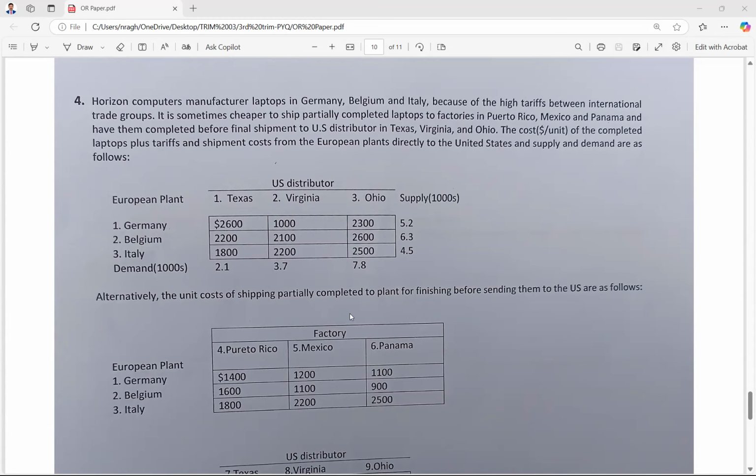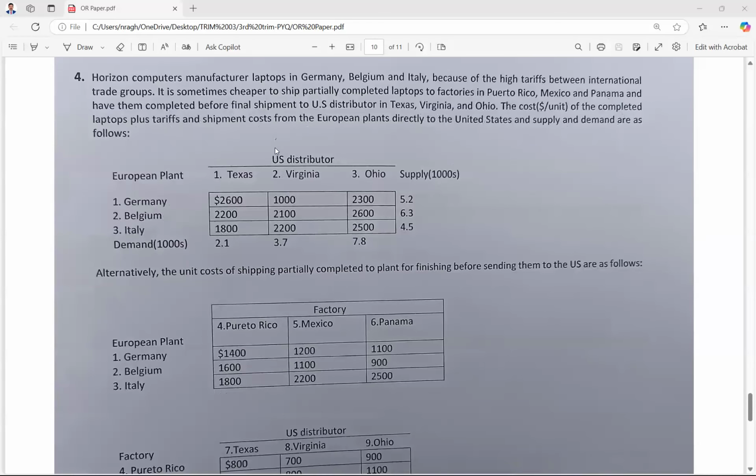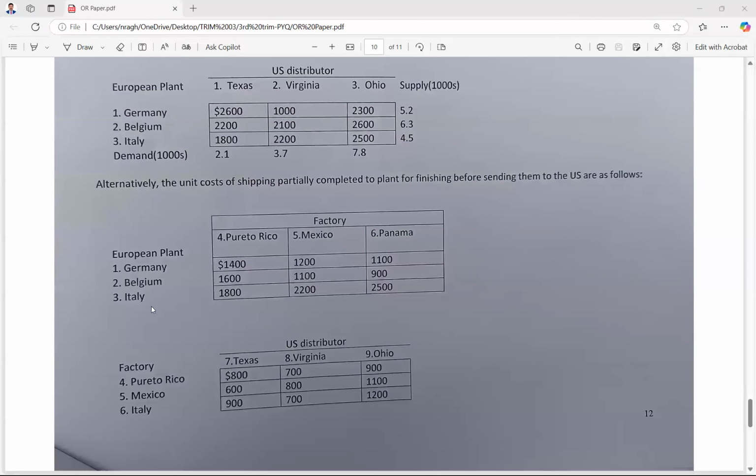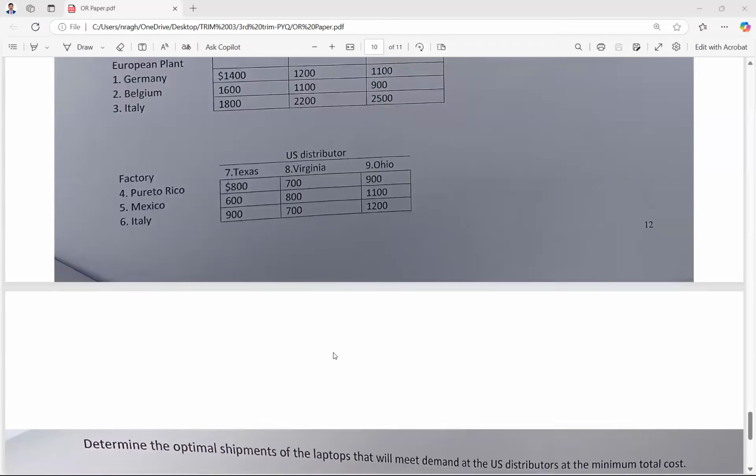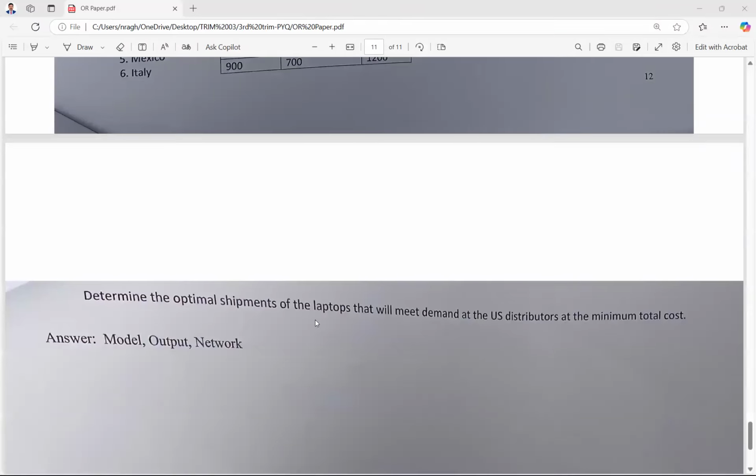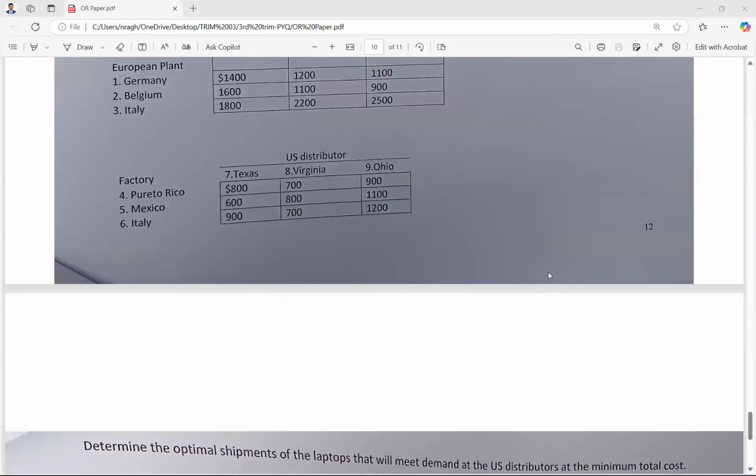So the individual costs are given. The cost per unit of the completed laptops plus tariffs and shipment costs directly are given, and then below are from Europe to South America and then South America to US. These costs are given. Now the question says determine the optimal shipments of the laptop that will meet demand at the US distributor at the minimum cost.